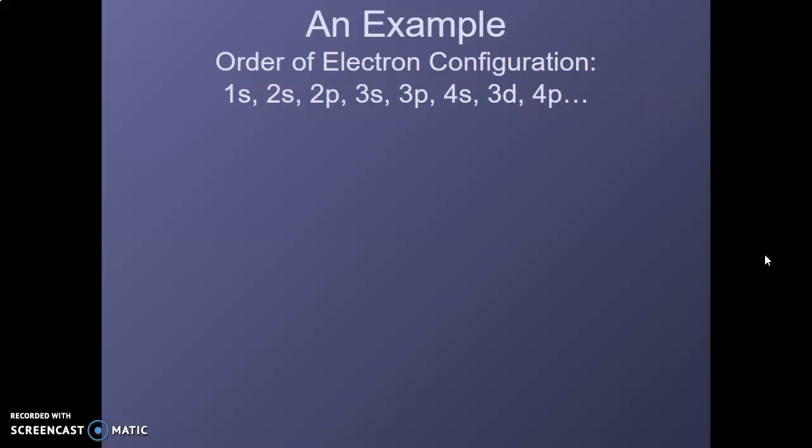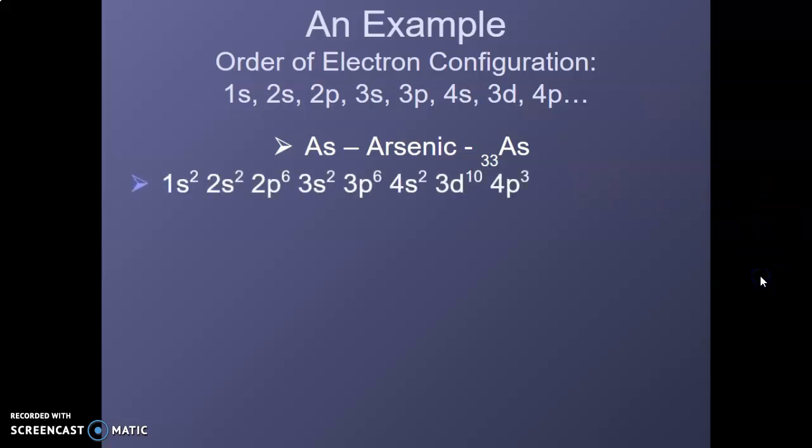Alright, let's take a look at an example of an electron configuration, and I've written the order of electron configuration right up here. If we think about the element arsenic, arsenic in its neutral state has 33 protons, and in its neutral state, it would also have 33 electrons. So we want to figure out how to represent the electron configuration for neutral arsenic, which has 33 electrons.